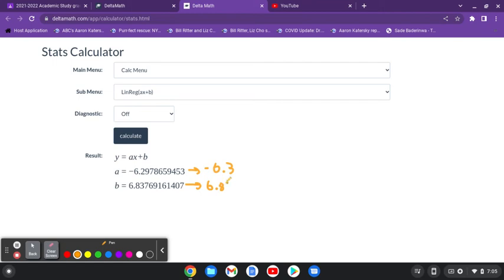Now, how can we write this as an equation? Well, we know that our linear regression is y equals ax plus b. So we have y equals, be careful because our a value is negative, so we have negative 6.3x plus 6.84, because that's our value for b. So this is our equation.